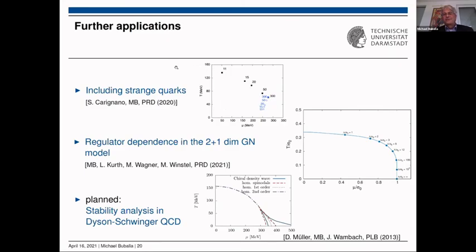We also had some interesting collaboration with Marc Wagner and Marc Winstel from Frankfurt, working on the 2+1 dimensional Gross-Neveu model within lattice field methods. We backed up their calculations with our continuum stability analysis. That was also very interesting because we found that within this 2+1 dimensional Gross-Neveu model, as long as we have a finite regulator, in our case a momentum or Pauli-Villars cutoff, and in their case, of course, a finite lattice spacing, there always was an inhomogeneous phase, but if we send our cutoff to infinity, it disappears. So this is then just a cutoff effect.